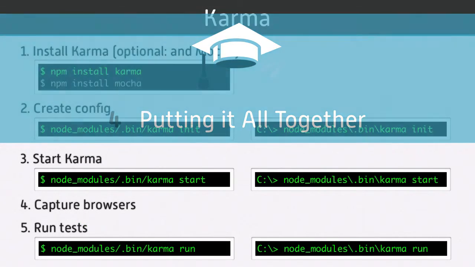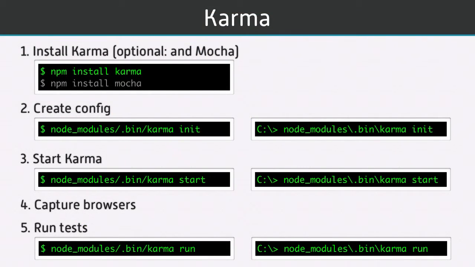So let's put it all together. There's 3 things we need. Karma, the way you can install that is by doing npm install karma. If you want to use Mocha with Karma, you're going to also need to install Mocha. Then you create the Karma config file. The easiest way to do that is to run karma init. I've got the Mac and Unix syntax on the left and the Windows command on the right.